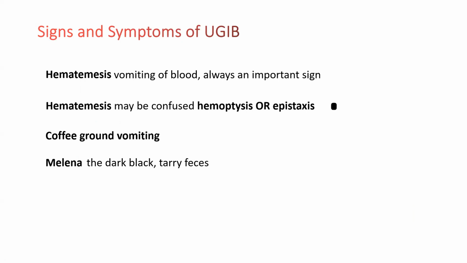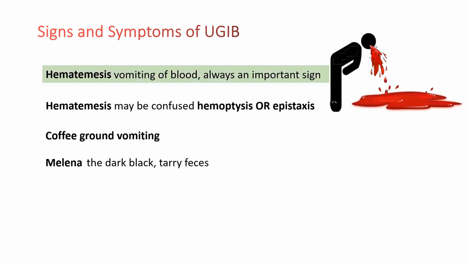The most important sign of the upper GI bleeding is the hematemesis, that is the vomiting of fresh blood. Look at the picture, this is the fresh blood, and we may suspect that there could be bleeding into the esophagus, the stomach, or the duodenum. And this is always an important sign of the upper GI bleeding.